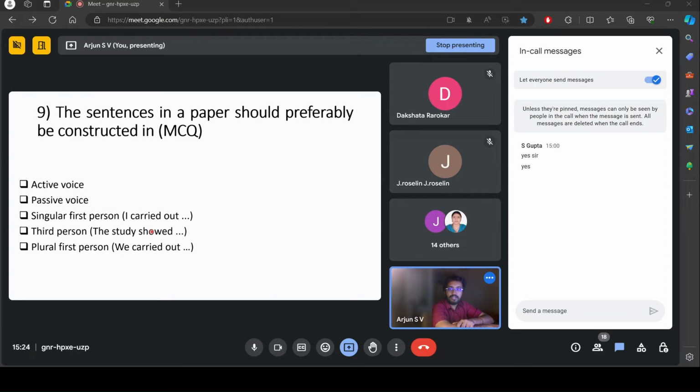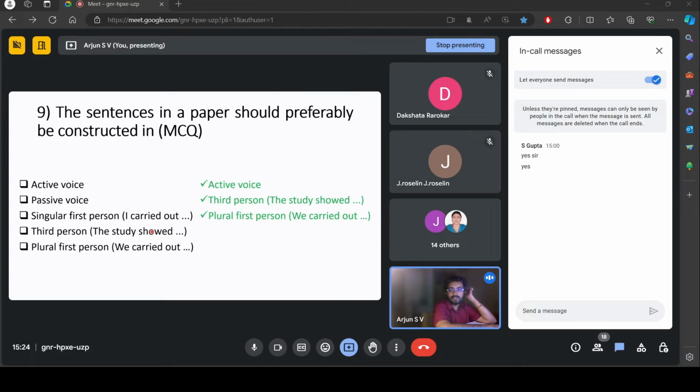Question number 9. The sentences in a paper should preferably be... Actually, this is an MSQ, because multiple choices are correct here. The sentences in a paper should preferably be constructed in active voice, passive voice, singular first person, third person, and plural first person. Can anyone come up with an answer for this? I think we already looked at it. There are three correct options: active voice, third person, and plural first person.